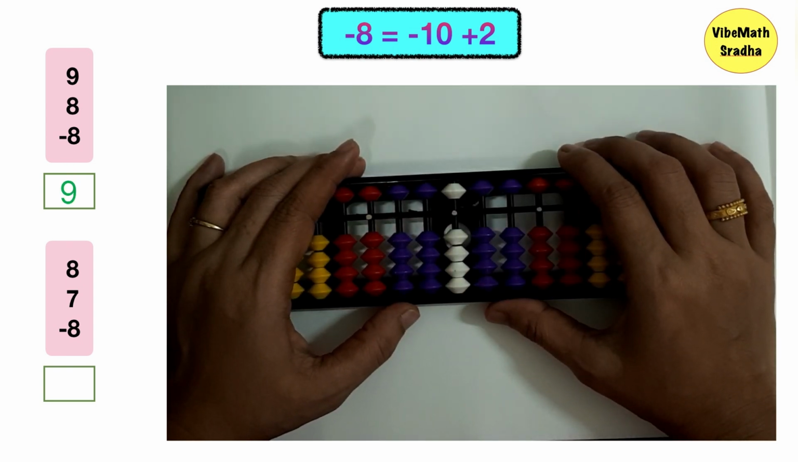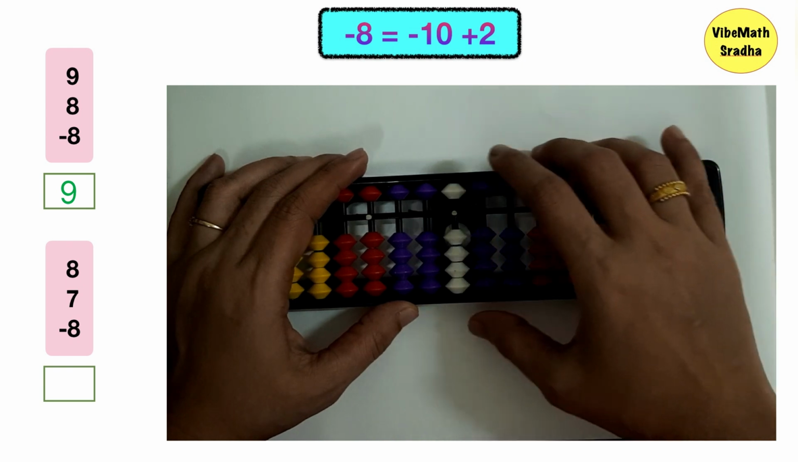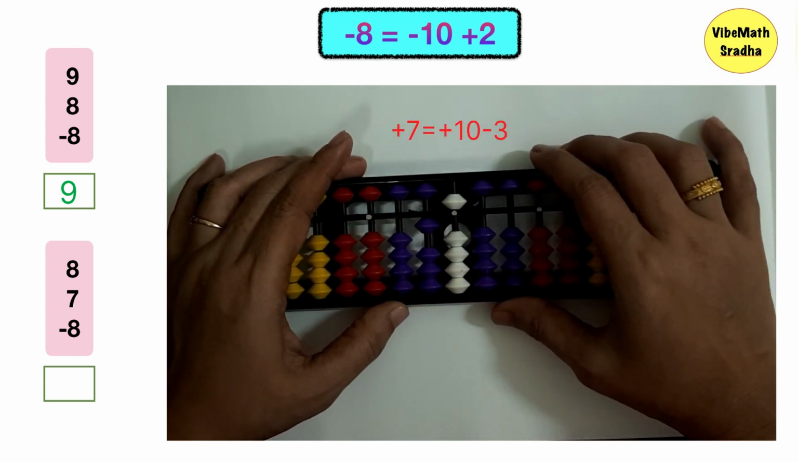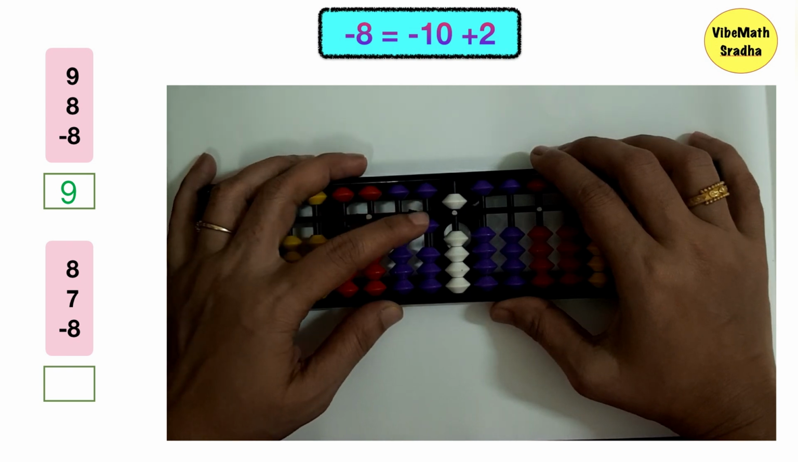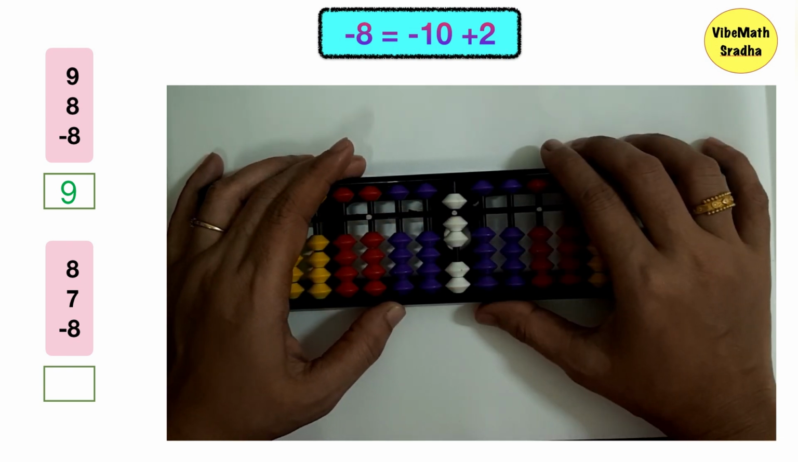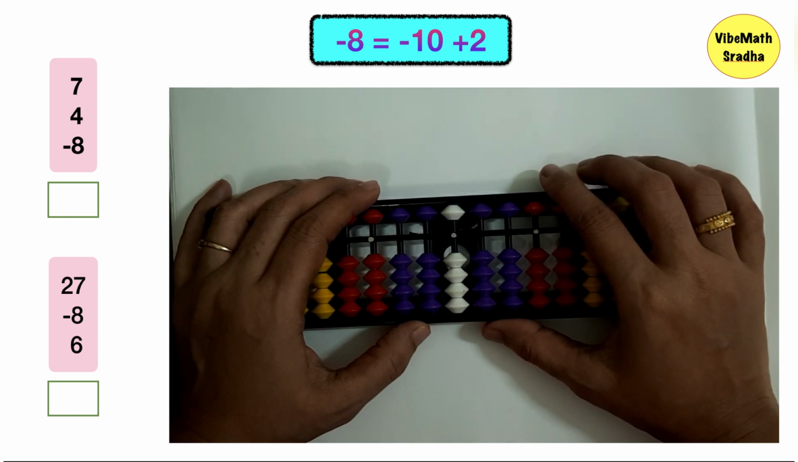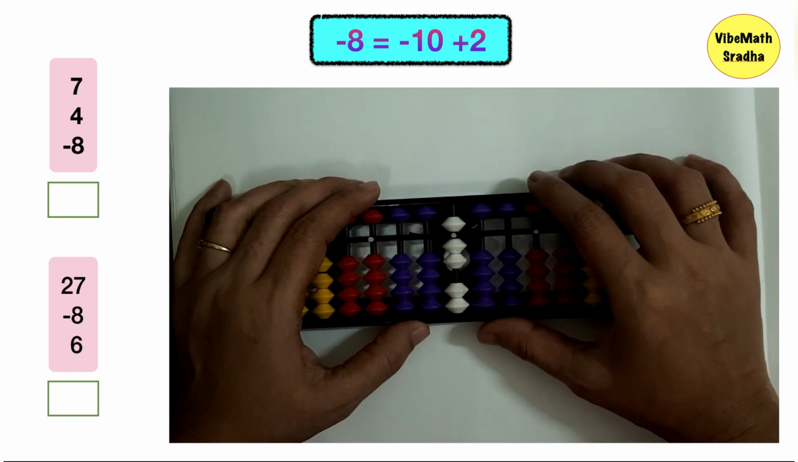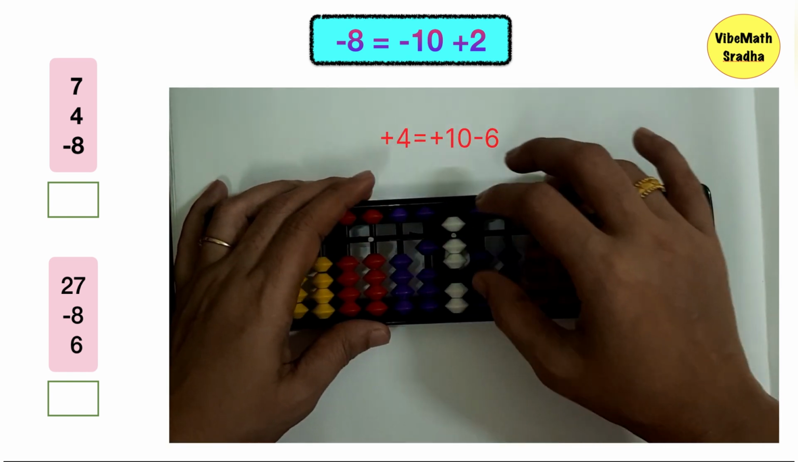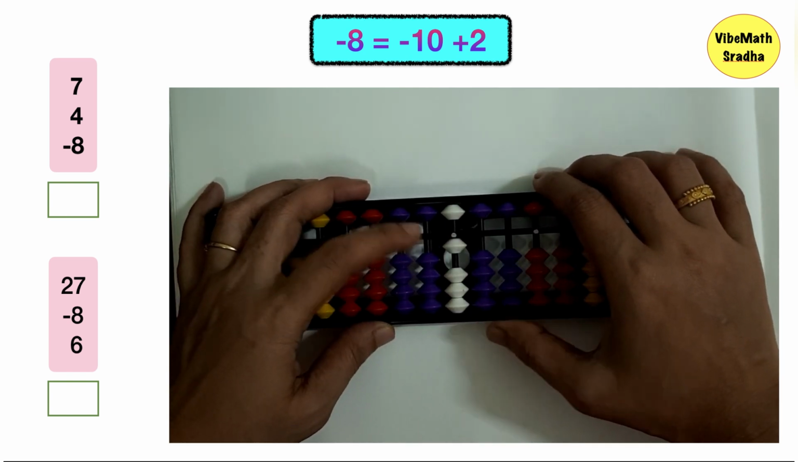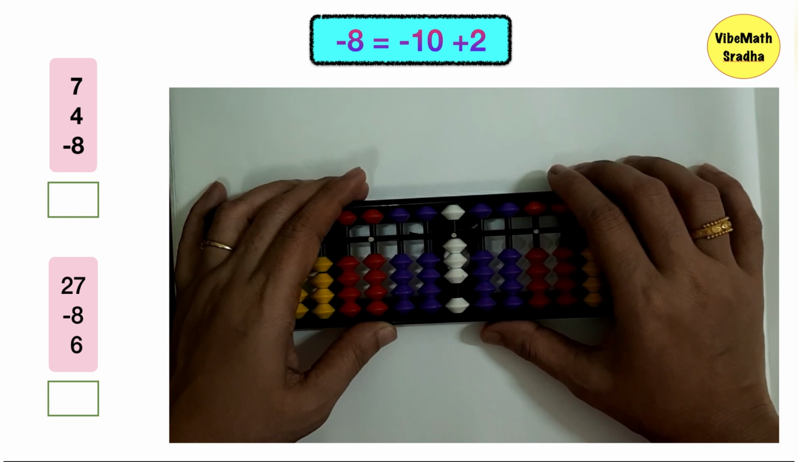Next sum, 8 plus 7 minus 8. 8 plus 7 is plus 10 minus 3. Minus 8 is minus 10 plus 2. Answer is 7. Next example is 7 plus 4 minus 8. 7 plus 4 is plus 10 minus 6. Minus 8 is minus 10 plus 2. So the answer is 3.